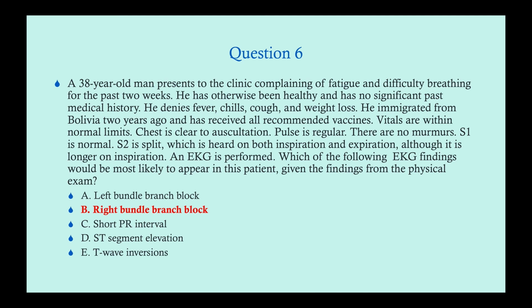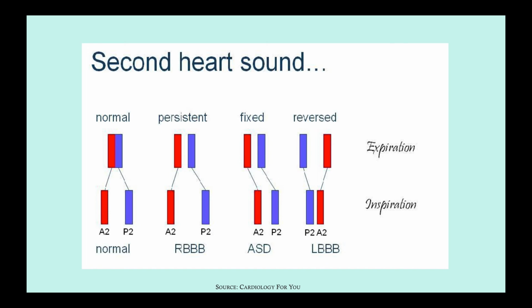Okay, so here you can see this is the S2, and this is normal here. You hear the aortic valve close first, then the pulmonic valve, and during expiration, you'll hear them so close together that it sounds like one sound. During inspiration, the pulmonic valve closes significantly after the aortic valve, and so you hear the split. This is what we have in our patient.